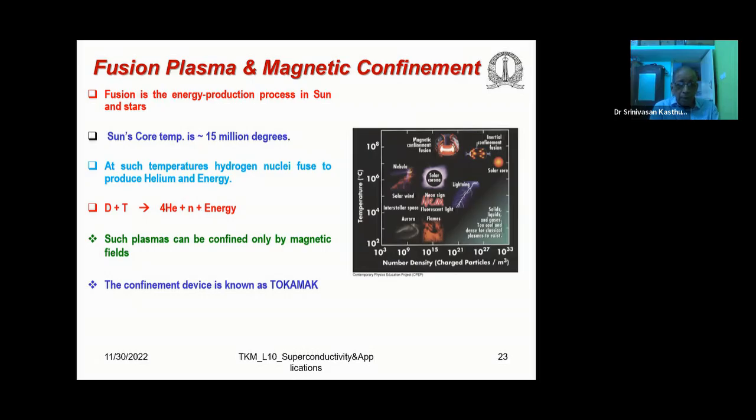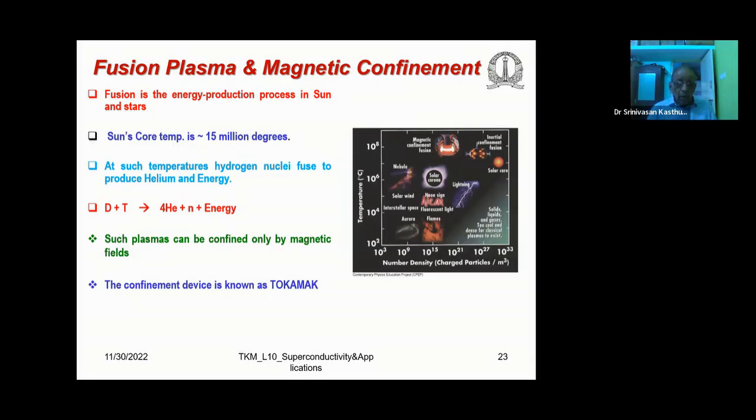So what happens is at these temperatures, hydrogen nuclei fuse together to produce helium. And in the process, it gives you energy. So the reaction can be characterized like this: deuterium plus tritium will give you helium plus neutron plus energy. Now this reaction is going to happen at a very high temperature, and there is no possibility to have a normal vessel to have this reaction conducted.